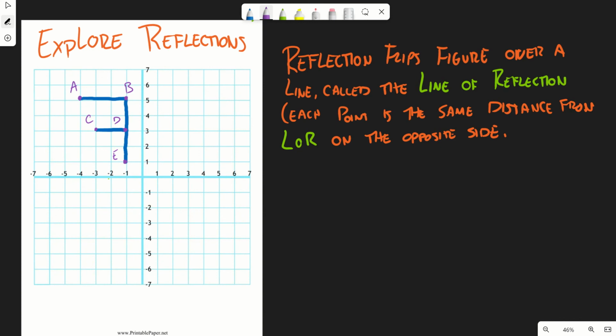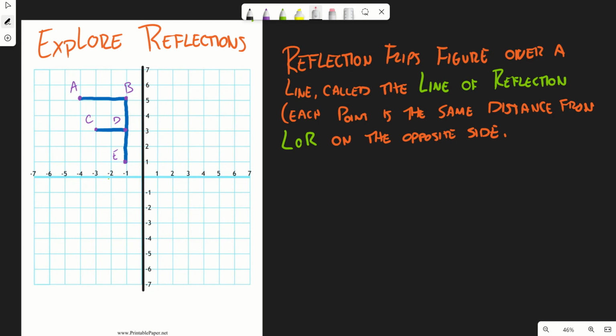Now, if I wanted to take this shape and reflect it over the y-axis, remember the y-axis is the one that goes up and down. The y-axis goes up and down. If I wanted to reflect it over the y-axis, I'm going to take each of my points and say, okay, how far away am I from the y-axis? And then I want to go that many more points further.